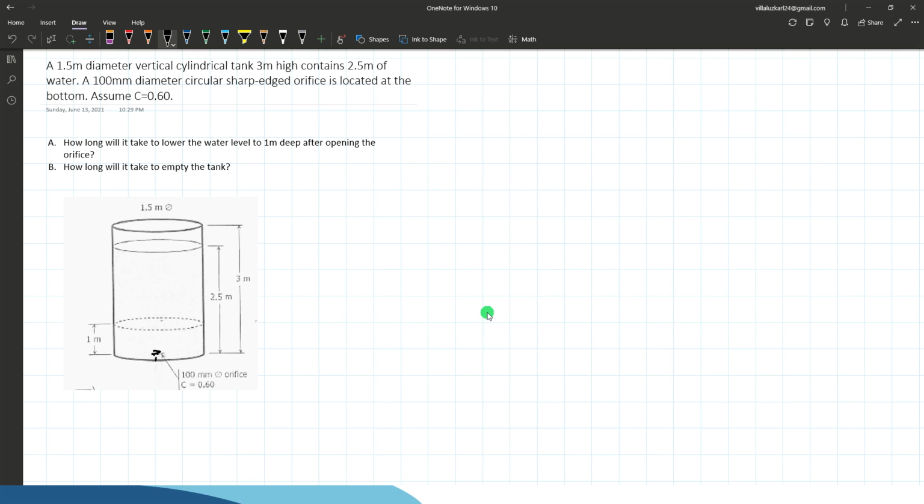Okay, so here is the orifice. So what is the time required for the water inside the tank, which is 2.5 meters in depth, to be lowered to a depth of 1 meter?